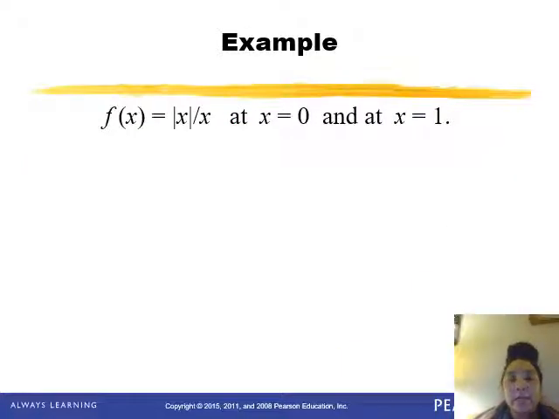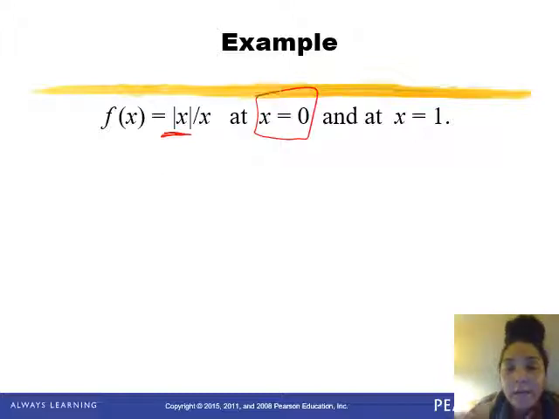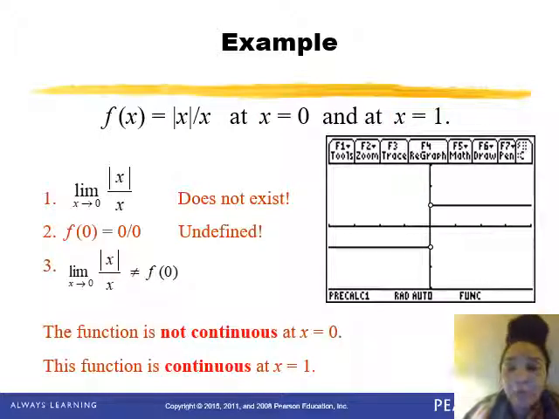All right, so let's take a look at this absolute value function. This absolute value function is x, the absolute value is around the numerator, and then over x. But we're going to look at it when x equals 0 and when x equals 1. Take a look at x equals 0. Well, you can look at the graph and you can see that number 1, there are holes, and there is this break here.